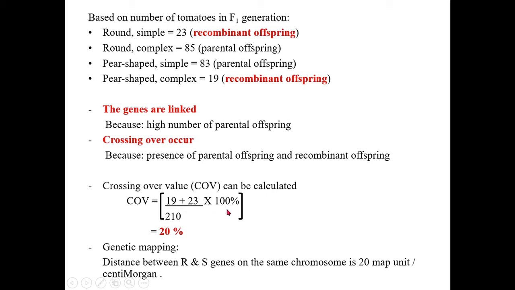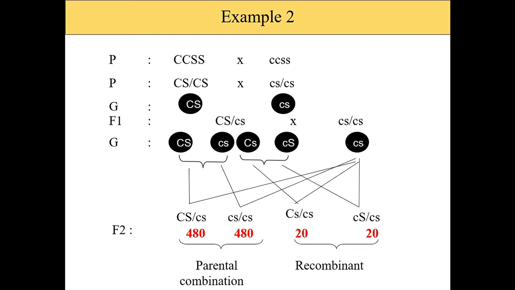This uses a formula. So, total recombinant offspring divided by total offspring. So, you add this with this, then divide by the total number of offspring, times 100%. And you find out that it is 20%. So, it means here, the distance between the R and S genes on the same chromosome is 20 map units or centimorgan. So, you can use M.U or cM. Usually for questions like this, the answer at the end must have a statement: the distance between the two genes is stated. That is for questions like this.